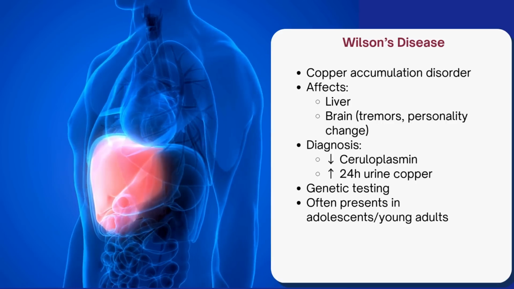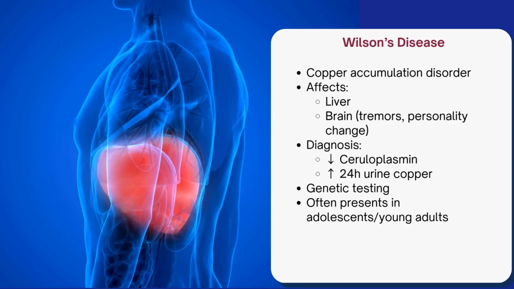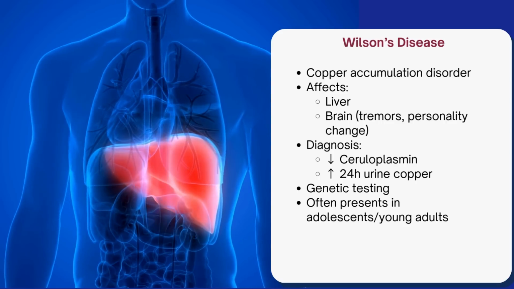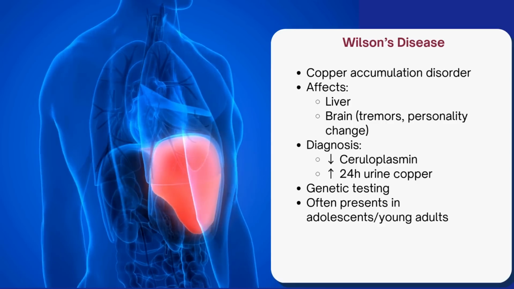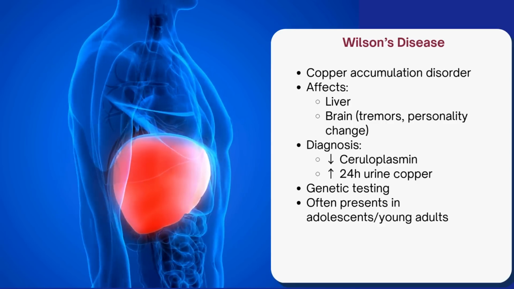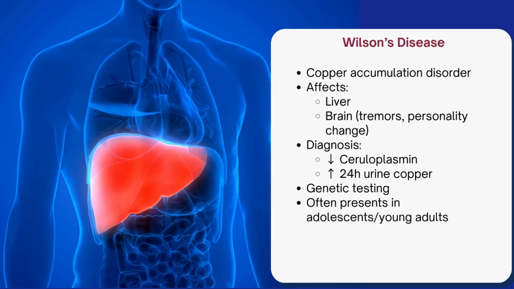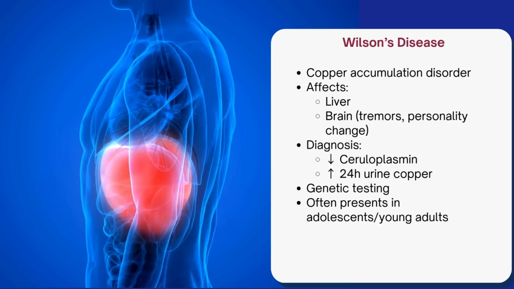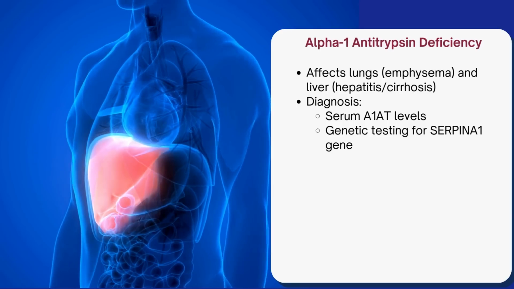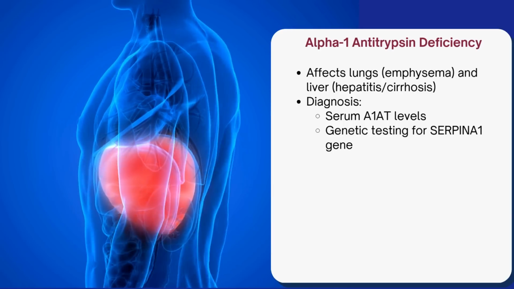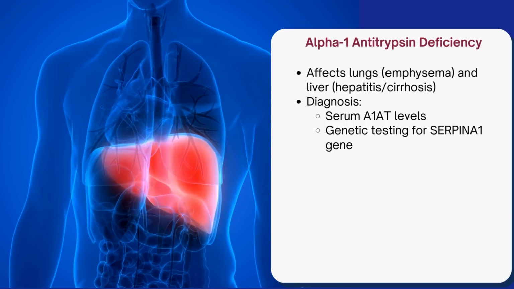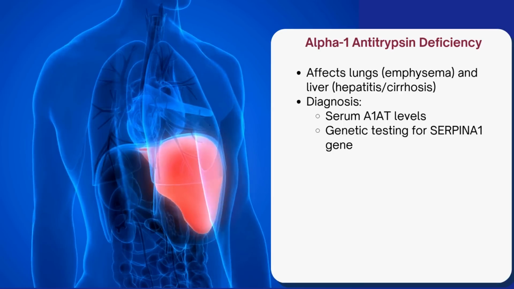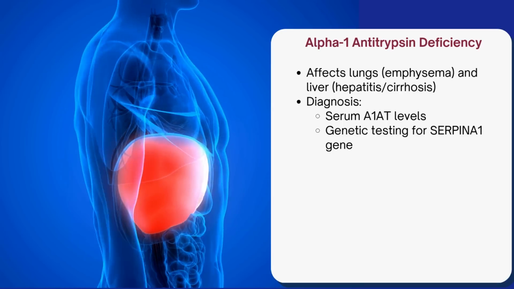Wilson's disease is a disorder of copper metabolism. It can cause psychiatric and neurological issues alongside liver disease. Diagnosis involves ceruloplasmin levels, 24-hour urine copper, and genetic testing. Alpha-1 antitrypsin deficiency is a genetic disorder that can cause both lung and liver disease. Diagnosis is through serum levels and gene testing.